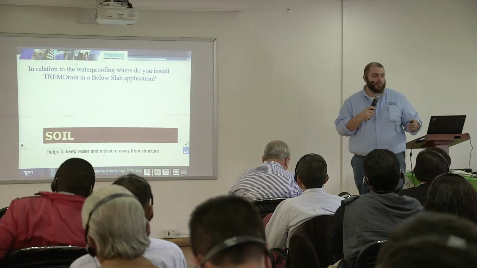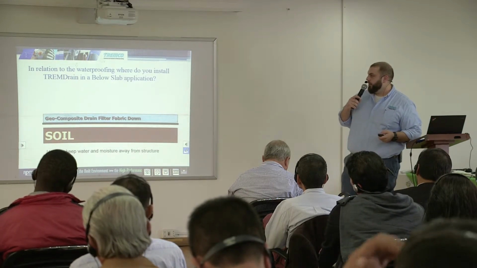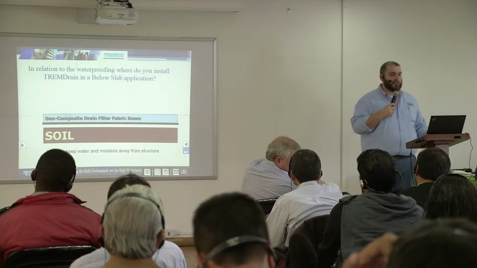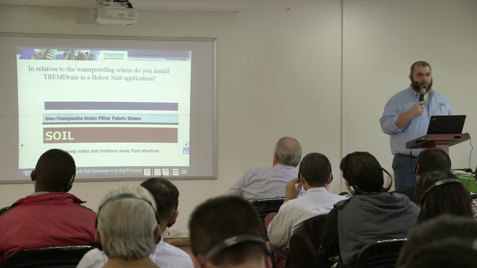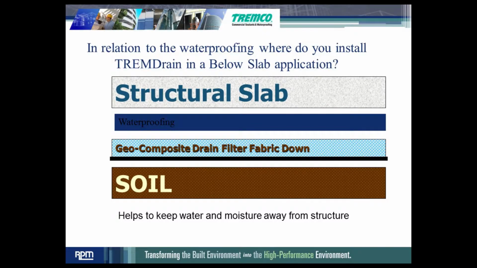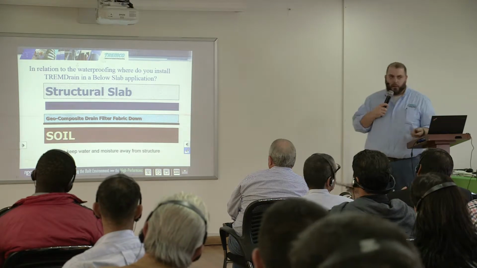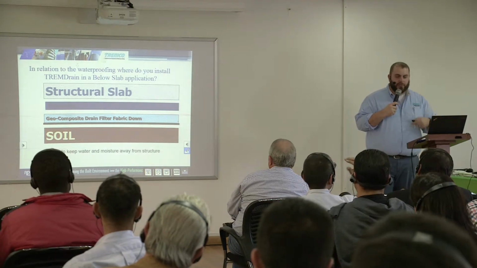In relation to the waterproofing, where do you install the TREMDrain in the below-slab application? You have your soil. You have your geotextile fabric. You have your waterproofing membrane that you can apply to your geotextile fabric. It's hard to tell, but that's the waterproofing membrane. It's hard to see in there. And the structural slab. It should show it in here. Because this is bonded to this, it would be just above the waterproofing membrane, right on top of, right below the structural slab.